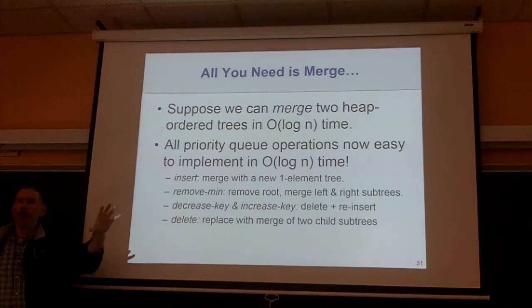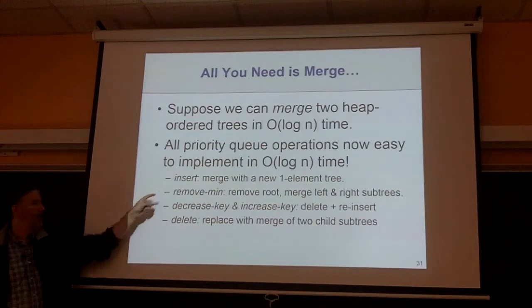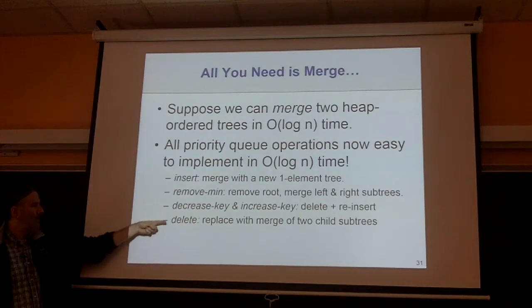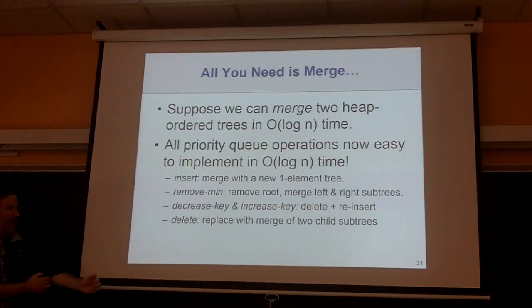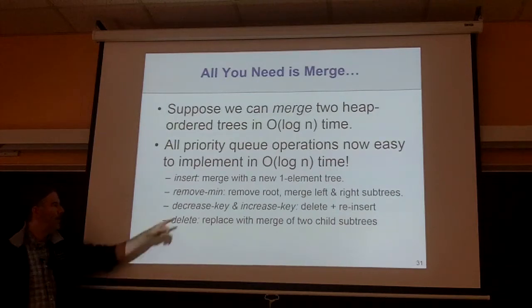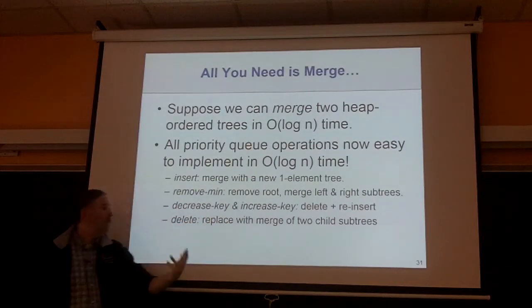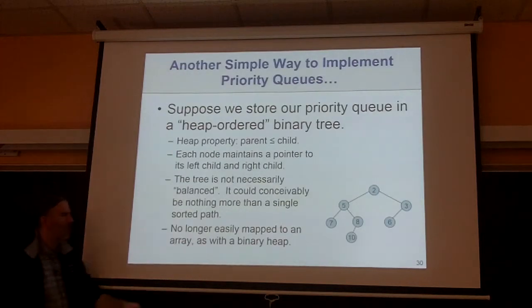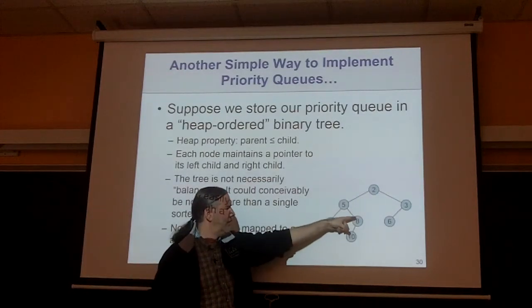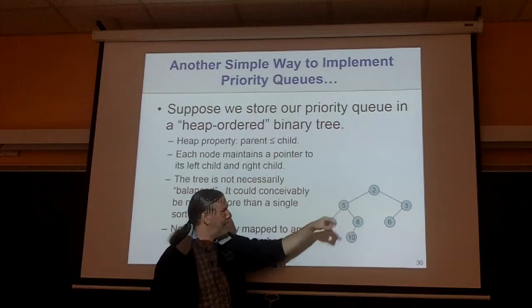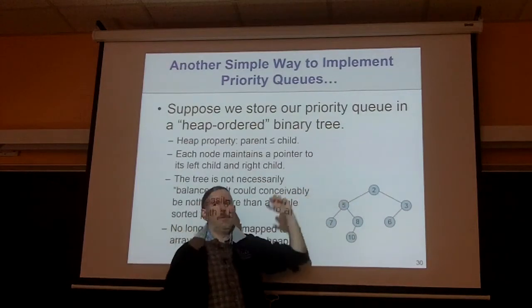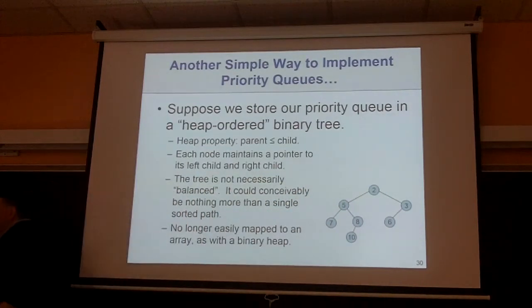You can insert by just merging your heap with a new one element heap. You can remove the minimum by taking the root out and then merging its two subtrees back together. You can actually implement all of the other operations using combinations of things. So for decrease key and increase key, to change the key of somebody, typically you don't want to change somebody's key if they're deeply within the structure, because that could violate the heap property. So usually what you do is delete someone and reinsert them with a new key if you're going to change somebody's key. So all you have to do is handle deletion.